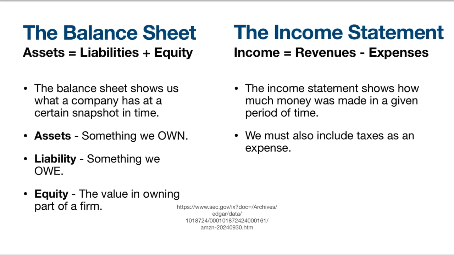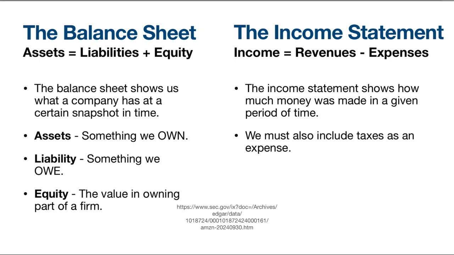Two of the main financial statements that we're going to focus on are the balance sheet and the income statement. The balance sheet represents this equation: assets equals liabilities plus equity. Now, this is also sometimes referred to as the accounting equation, and it shows what a company has at a certain snapshot in time. So a balance sheet for December 30th is going to show all the assets a company has on December 30th, all the liabilities a company has on December 30th, and the equity that its shareholders have on December 30th.